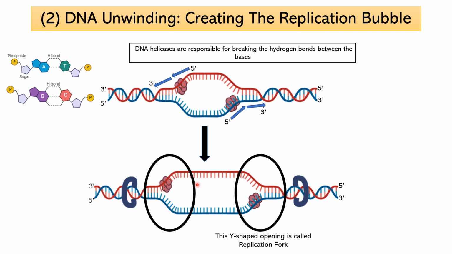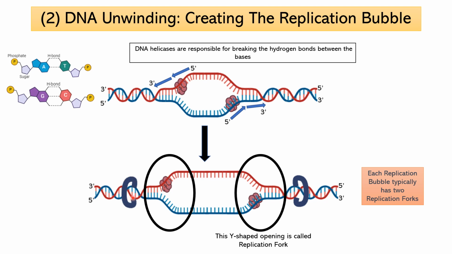Also, we need to mention here that, as we can see, these 2 Y shapes within the replication bubble are called the replication fork, okay? And every replication bubble would have 2 replication forks. Just bear in mind these terms, because during this process of DNA replication, we will come back to them. So I want you to understand when I say replication fork, what I mean, and when I say replication bubble, what I mean. The replication bubble has two replication forks.